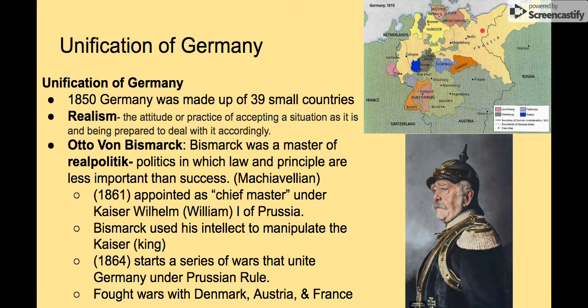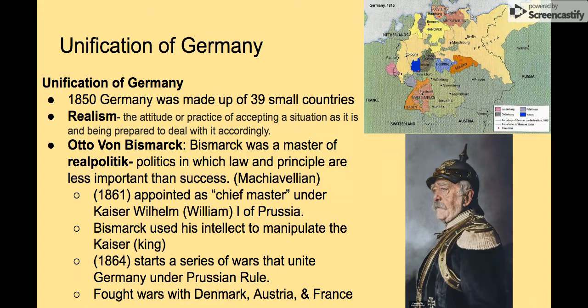Now, how does he go about doing this? Well, Denmark, which is located here in the north, was controlling two German provinces at the time. And Bismarck's idea was, well, these people are German. They speak German. They are culturally German. They should not be under the control of a Danish power.